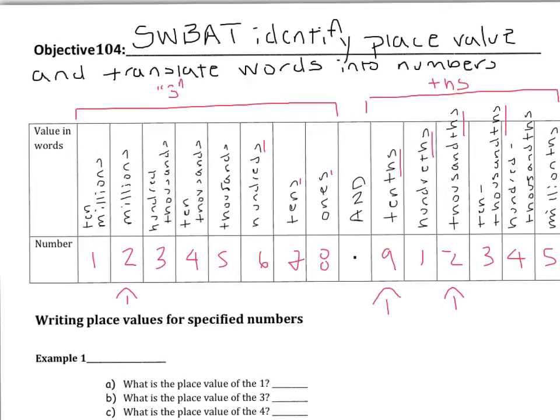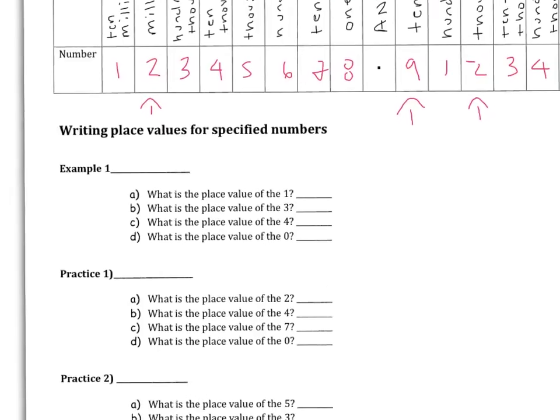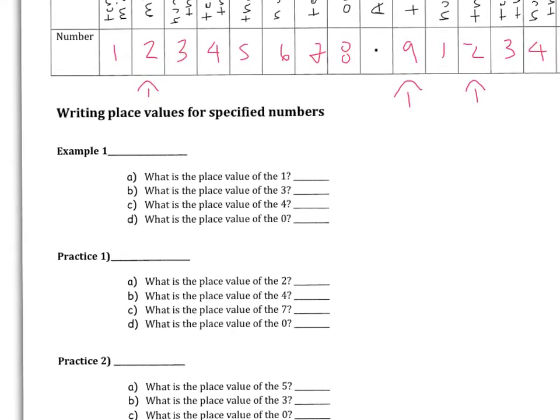So we're going to talk today about how you write out different numbers and how you identify place value. Again, if you need a minute to copy anything down, pause the video. So let's go ahead and get right into some examples. Let's say I gave you the example 13.04. So it's asking, what is the place value of the 1?